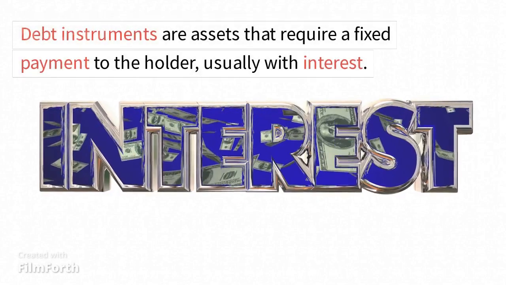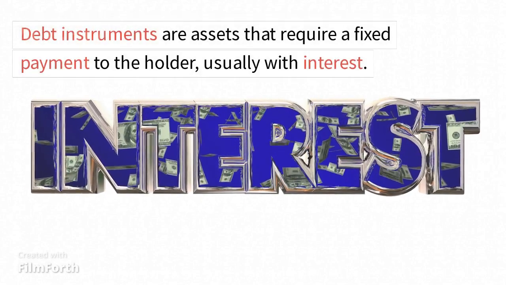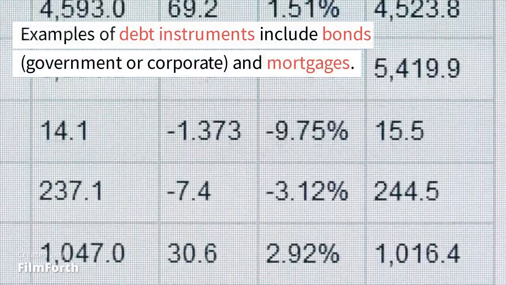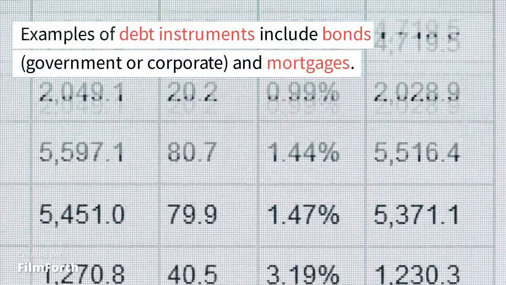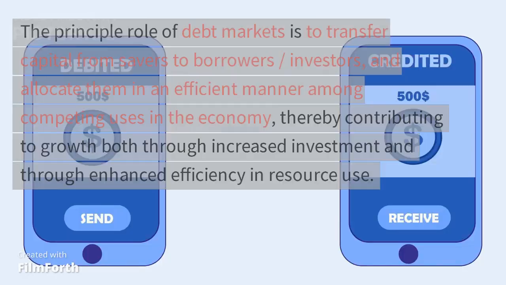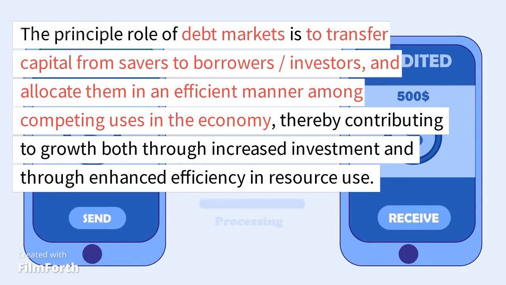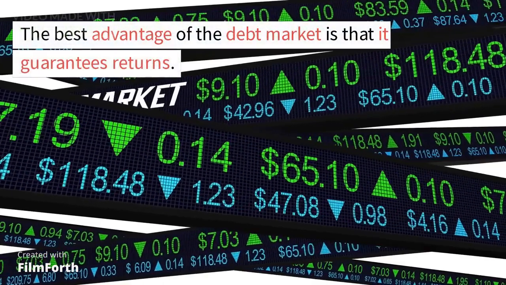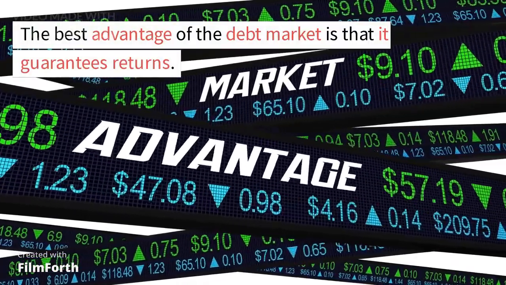Debt instruments are assets that require a fixed payment to the holder, usually with interest. Examples of debt instruments include bonds, government or corporate, and mortgages. The principal role of debt markets is to transfer capital from savers to borrowers, investors, and allocate them in an efficient manner among competing uses in the economy, thereby contributing to growth both through increased investment and through enhanced efficiency in resource use.